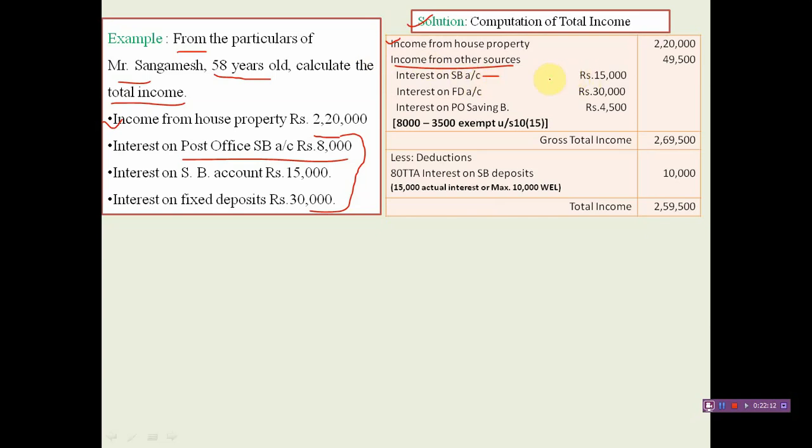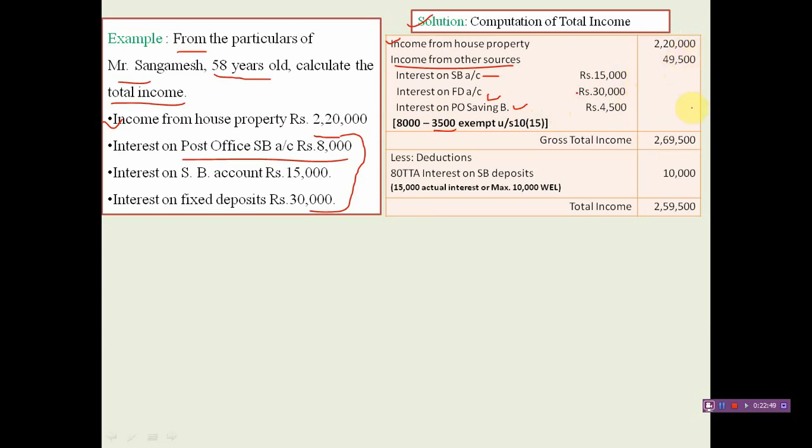So it is rupees 15,000. Second one, interest on fixed deposit account rupees 30,000, and interest on post office saving bank. Just I told that there is an exemption for this income up to rupees 3,500 under section 10(15). So 8,000 minus exempt 3,500, 4,500 is taxable. So total income under the head other sources is 49,500.